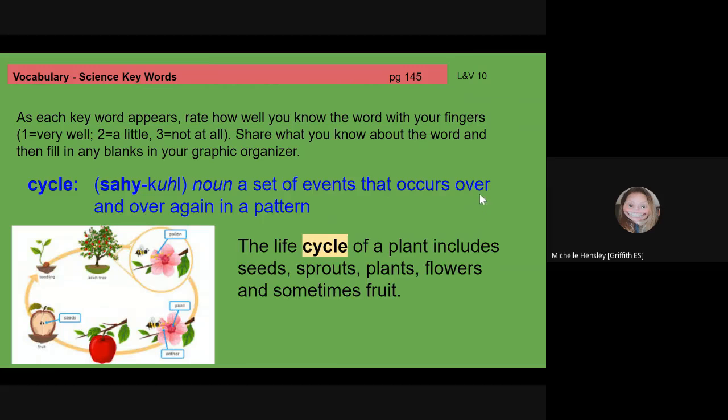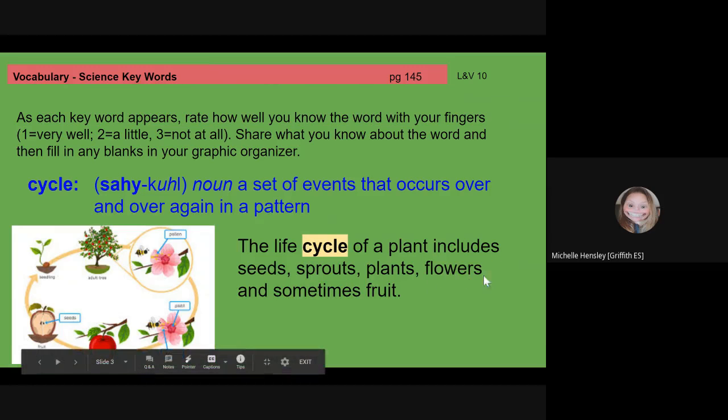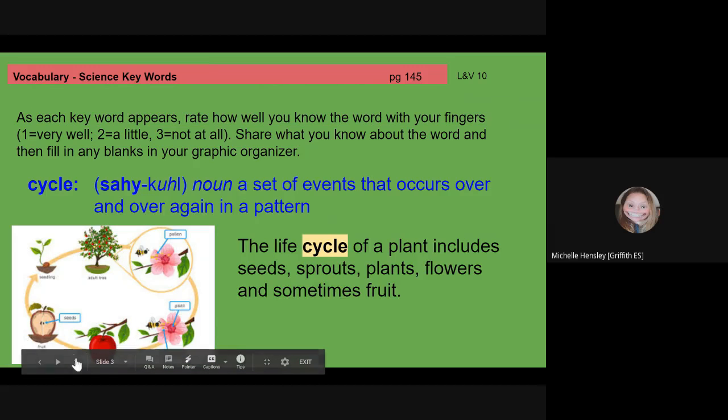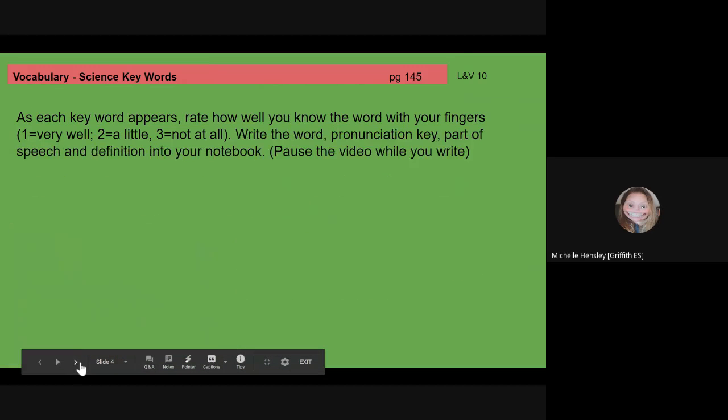The life cycle of a plant includes seeds, sprouts, plants, flowers, and sometimes fruit. We just learned that flower is called a blossom. Life cycle of plants is something we'll be talking about a lot in this unit. So cycle. If you need more time for cycle, go ahead and pause the video now. We're going to move on to our next word.